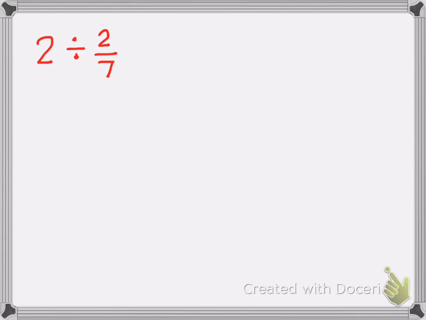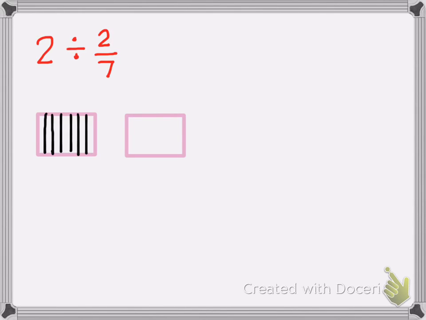This time I've got 2 divided by 2/7. So I'm going to start with 2 boxes. There's one, and here's another one. Now I'm going to split each of those into groups of 7. This is going to be a little tougher. 1, 2, 3, 4, 5, 6, and 7. And there's the second one, splitting into groups of 7. So I used whatever my denominator is. That's what I split it into. And then again, I want groups of 2.